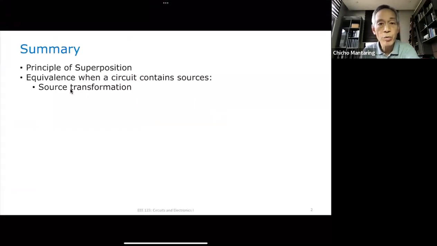Okay, so this is what I want to cover for today. We'll take up the principle of superposition, and then we're going to introduce the concept of equivalence when a circuit contains sources. And then the tool that we will study today with regard to this is source transformation. If you have any questions, please don't hesitate to shout out your question. Interrupt me. If you send me your question by chat, I might not see it right away, so I would prefer that you shout it out. Sana hindi kayo mahiya.